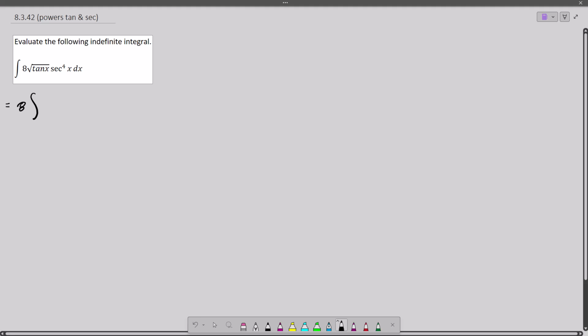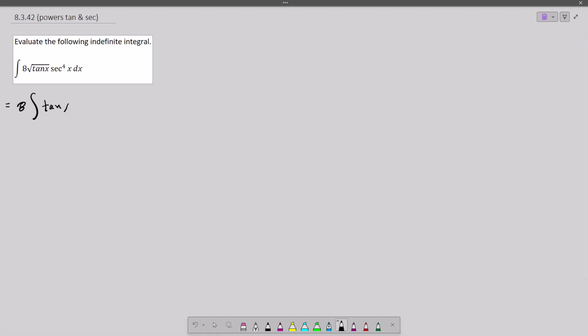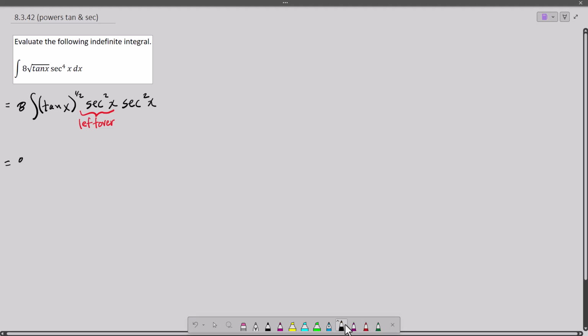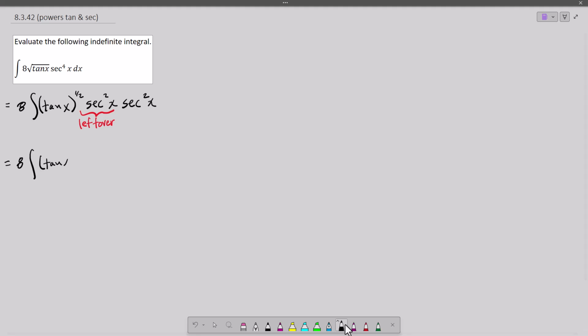So we will leave the tangent raised to the 1/2 power, and if we pull off a pair of secants, we are going to have 2 secants left over. So the ones here are considered the leftovers. And those leftovers need to be converted to the other trig function. So we're going to convert those over to tangents. So we have our tangent to the 1/2 power.